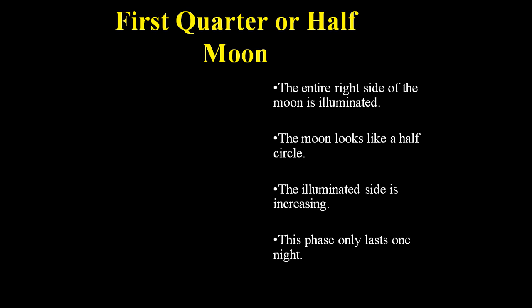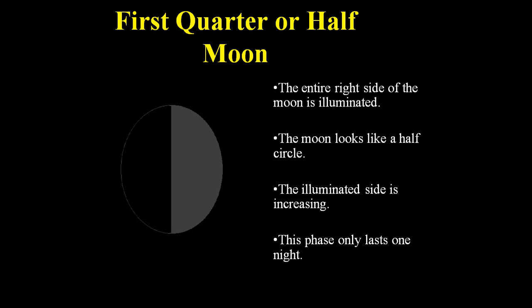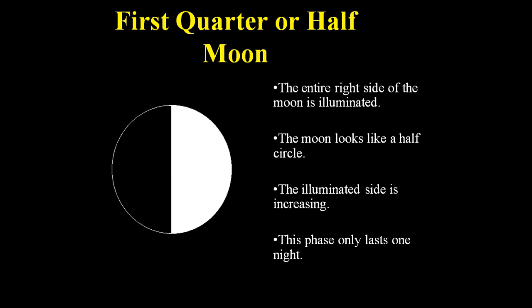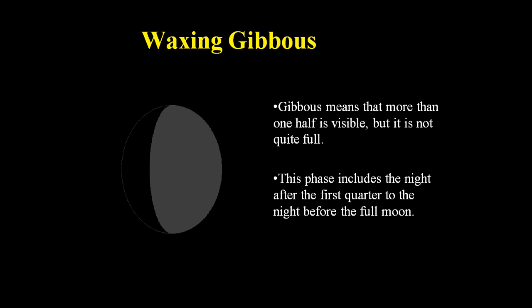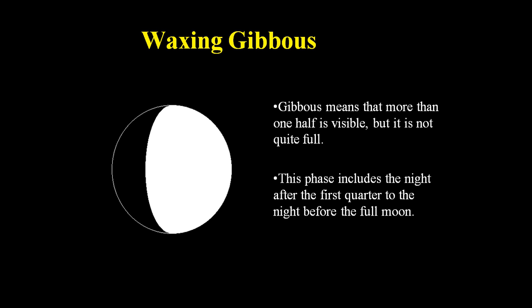First quarter or half moon. The entire right side of the moon is illuminated. The moon looks like a half circle. The illuminated side is increasing. This phase only lasts one night. First quarter or half moon. Waxing gibbous. Gibbous means that more than one half is visible, but it is not quite full. This phase includes the night after the first quarter to the night before the full moon. Waxing gibbous.